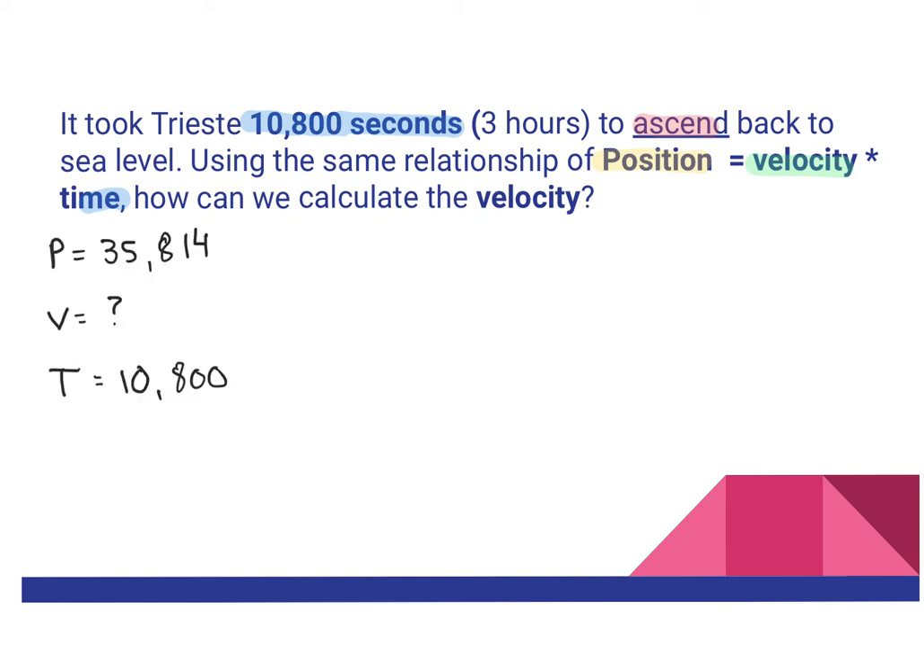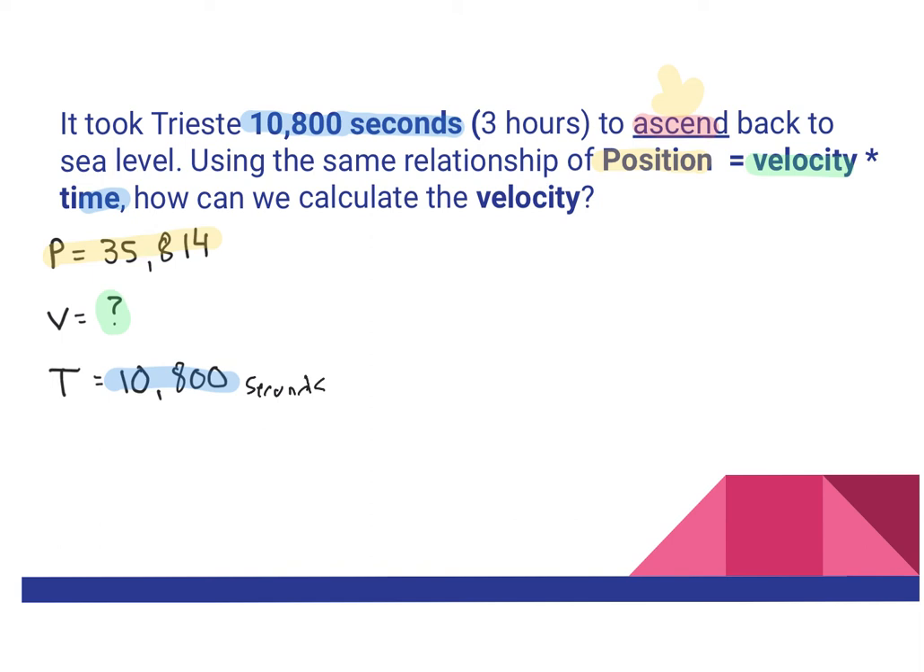So here's what I set up, what we know. We know that our position, this time I'm using 35,814 because, again, we are ascending. So this is going to be positive motion. We don't know what that velocity is, but we do know that our time is 10,800 seconds.